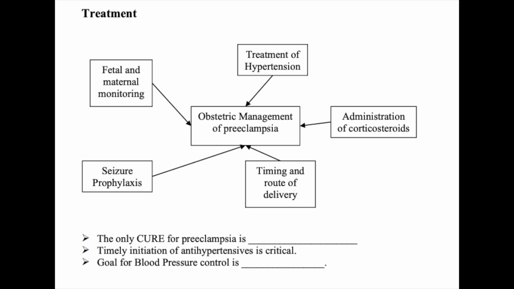The only cure for preeclampsia is delivery of the fetus and placenta. So bed rest and close monitoring until around 37 weeks is usual unless the status of the mother and fetus deteriorate. So during the time period when preeclampsia is diagnosed and delivery of the fetus is not a viable option, then we need to treat the hypertension.